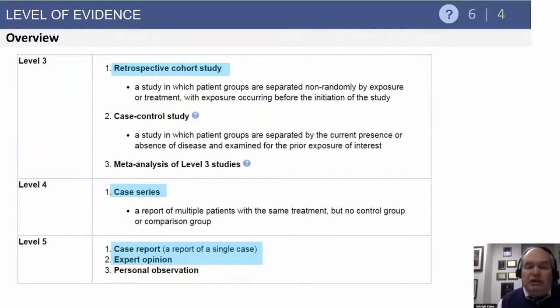A level 3 study is a retrospective cohort study, a case control study, or meta-analysis of level 3 studies. Level 4 is a case series, and you drop to level 5 when it's a case report, expert opinion, or a personal observation. Most level 4 and level 5 evidence isn't included in the design of clinical practice guidelines and moving into evidence-based medicine.